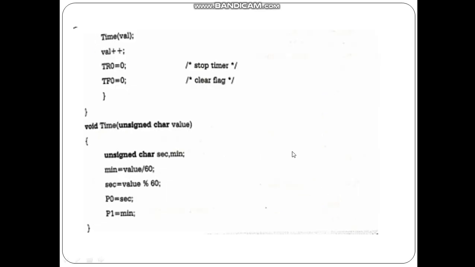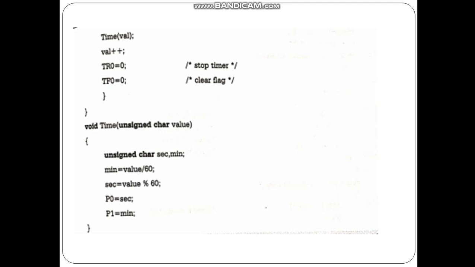Suppose there is an overflow, then the function is called, and the function is written to calculate the minutes and seconds. The minute value has to be sent through port 1 and the seconds value has to be sent to port 0. So minute is calculated using value divided by 60, which gives you the value in minutes. And seconds is value percentage 60, the remainder, which gives the value in seconds.